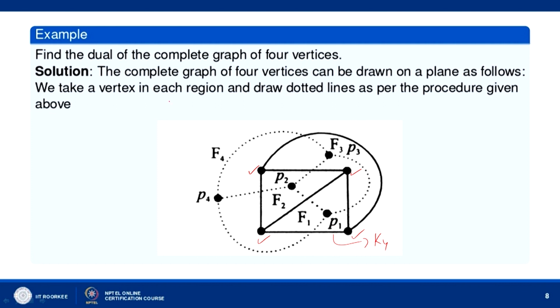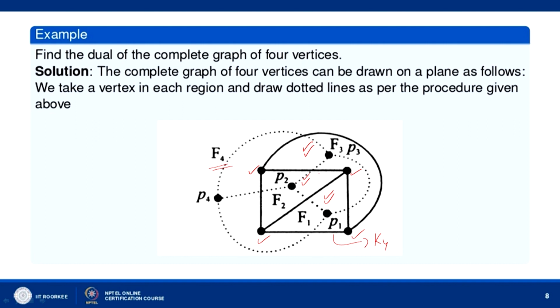Now, we see there are how many regions? One region is this, one region is this, one region is here, and one region outside, which is shown by F4. So, we take a point P1 in region F1, a point P2 in region F2, a point P3 in F3, and a point P4 in region F4. Now, F1 and F2 are adjacent regions. So, P1 and P2 are joined by an edge which crosses the common edge between F1 and F2 exactly once.